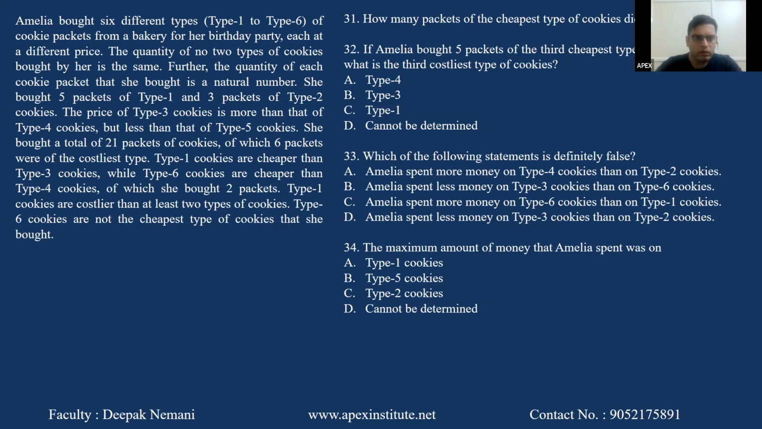We are also given that the price of type 3 cookies is more than that of type 4 cookies, but less than that of type 5 cookies. She bought a total of 21 packets of cookies, of which 6 packets were of the costliest type. So you need to arrange these 6 types as per the order of price from costliest to cheapest, and also find the total number of cookie packets she bought for each of these 6 types. Clear? So this is also definitely a doable question.